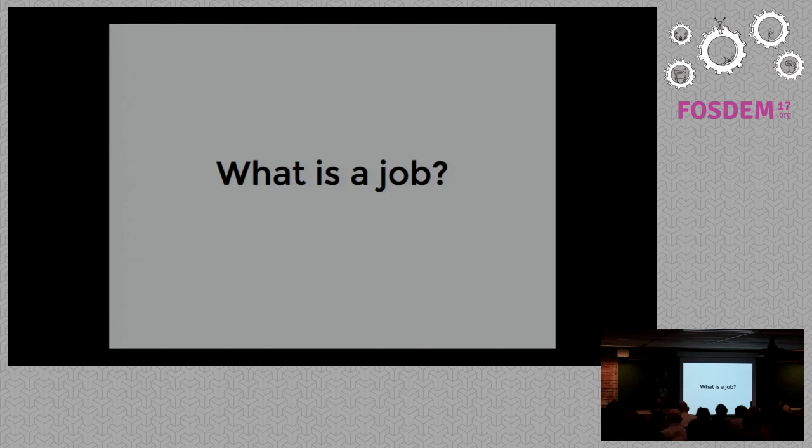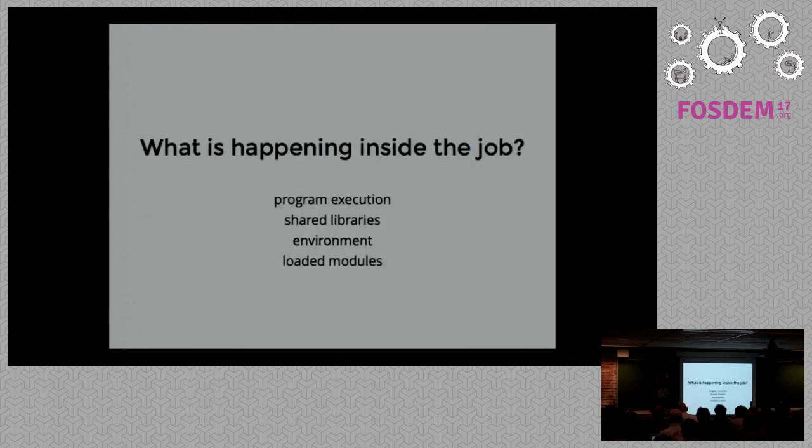So I want to start at the beginning, like what is a job from the administrative side. It's a user gives a script to your scheduler. Whatever is inside the script gets executed. You get basically start time, end time, resource usage. So for me, that was not enough. So what else is happening?